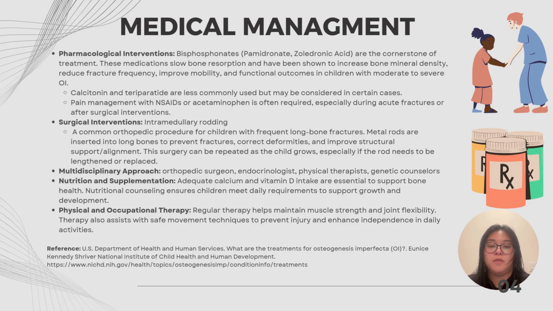Going on to surgical interventions, there is intramedullary rodding. This is a common orthopedic procedure for children with frequent long bone fractures. Metal rods are inserted into the long bones to help prevent fractures, correct deformities, and improve structural support and alignment. This surgery can be repeated as the child grows, especially if the rod needs to be lengthened or replaced.